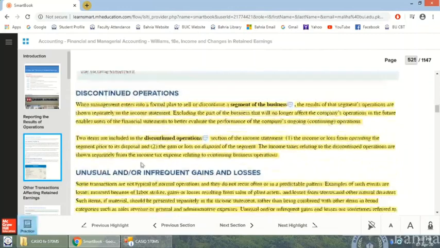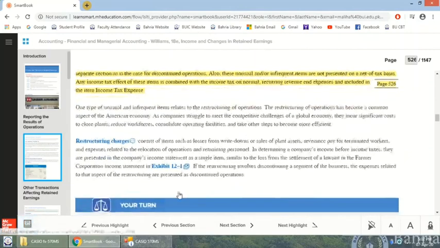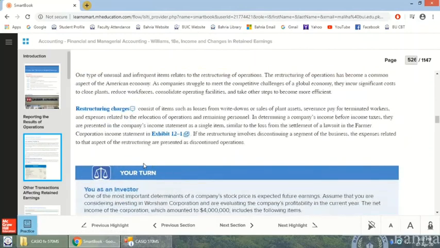So you can just read up on this detail. Infrequent gains are just like non-recurring ones because they don't recur again and again. Recur means that it is not going to be occurring again. Similarly, there is a terminology called restructuring charges. These consist of items such as losses from write-downs or sales of plant assets, and severance pay for terminated workers. Like I gave you an example, if you terminate someone, you evict an employee, you have to give them provident funds or other kind of compensation. Sometimes they can sue the enterprise and they have to pay. So this is counted as restructuring charges.